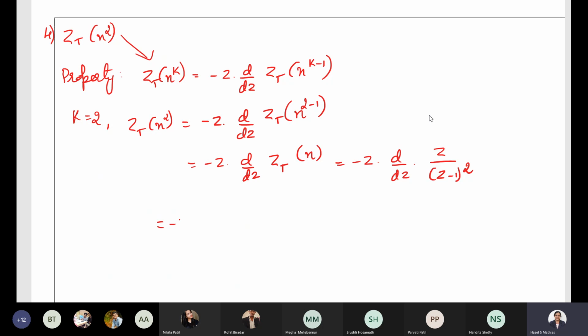Anybody has any doubt? Apeksha, Kavya, Mazin, Nandita, Nikita, any doubt?